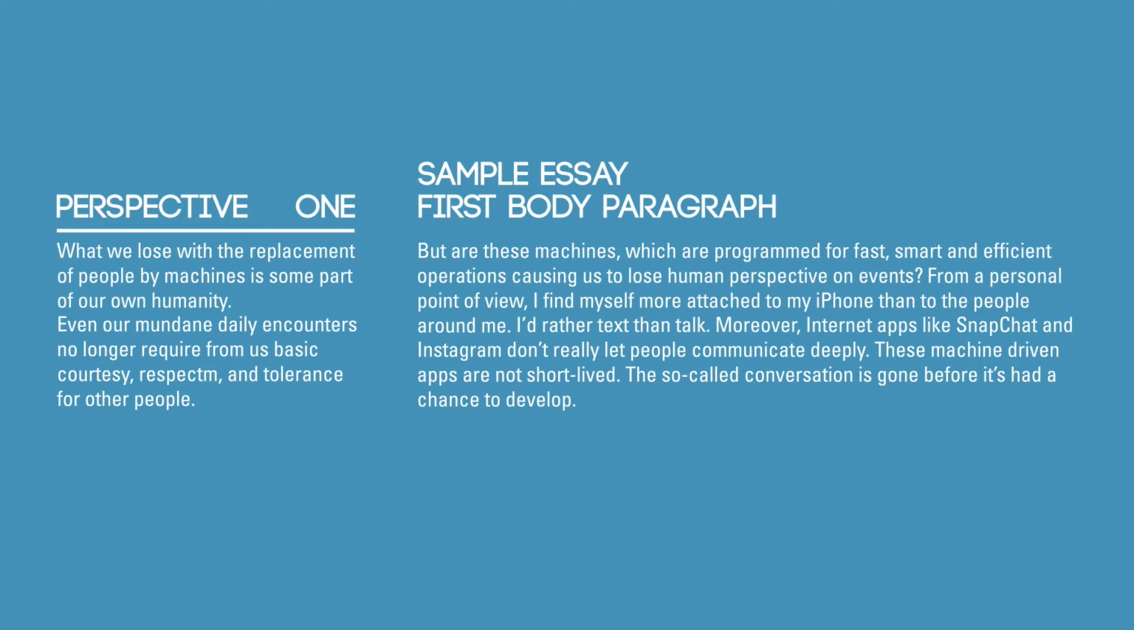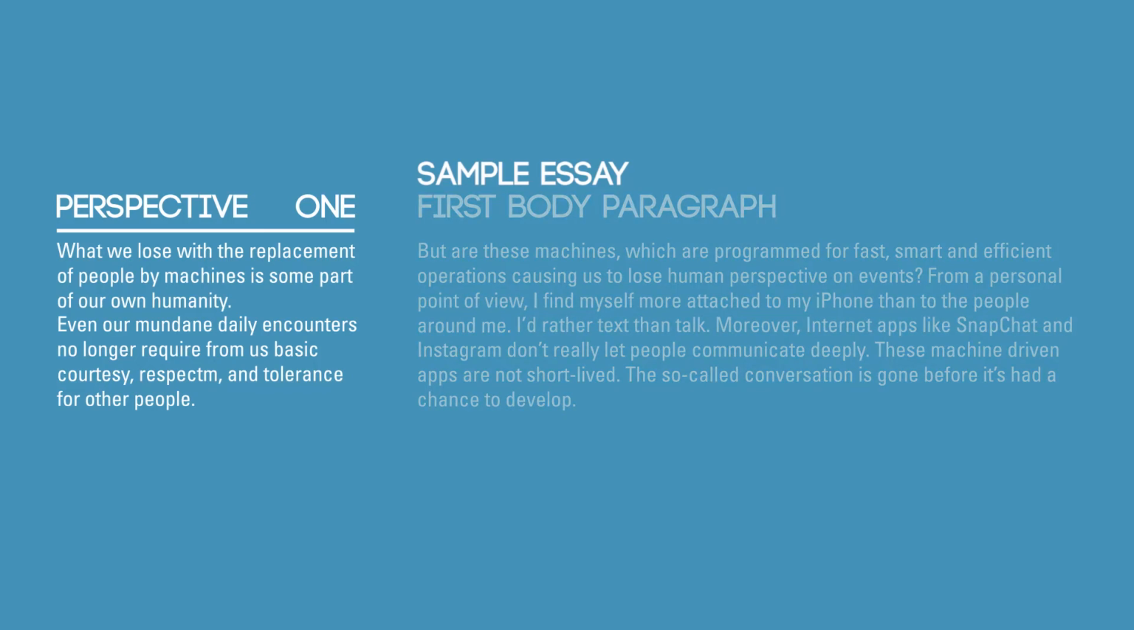But are these machines, which are programmed for fast, smart, and efficient operations, causing us to lose human perspective on events? From a personal point of view, I find myself more attached to my iPhone than to the people around me. I'd rather text than talk. Moreover, internet apps like Snapchat and Instagram don't really let people communicate deeply. These machine-driven apps are short-lived. The so-called conversation is gone before it's had a chance to develop.